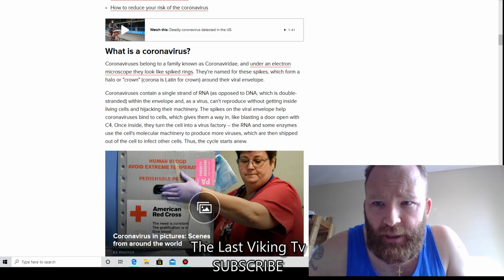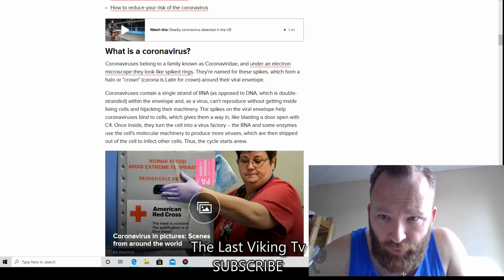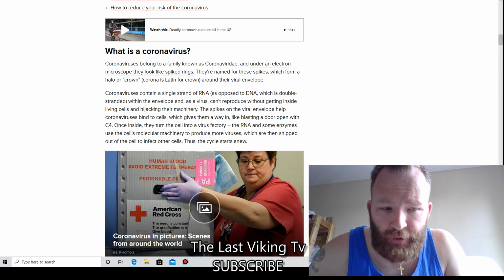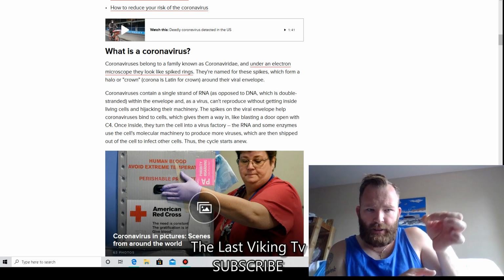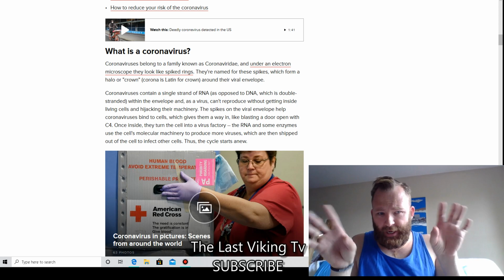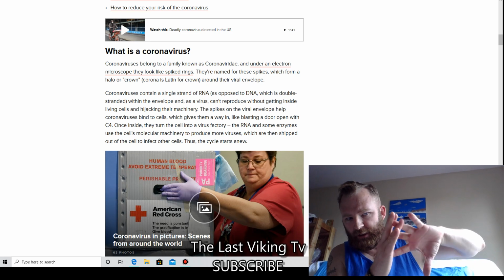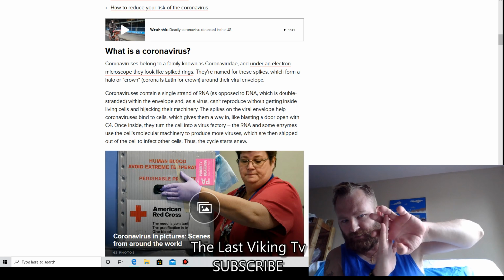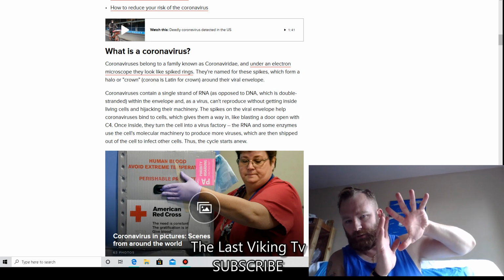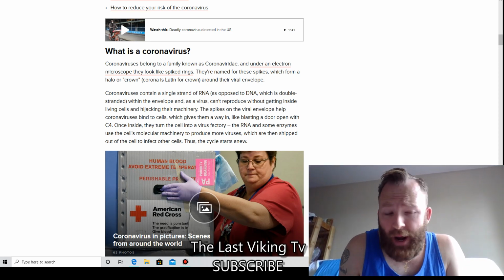Under an electron microscope, they look like spiked rings. They're named for these spikes, which form a halo crown. So the spike goes up and then creates a halo round on the top. That spike is the one that actually goes across and sticks itself to your insides. Then it manifests, it grows, and then it spreads. The thing about this virus is that it spreads so rapidly.